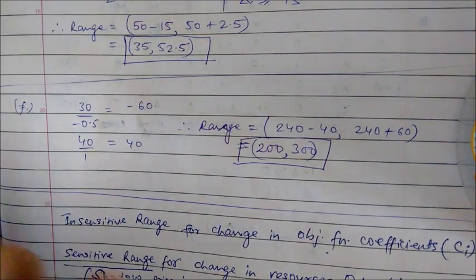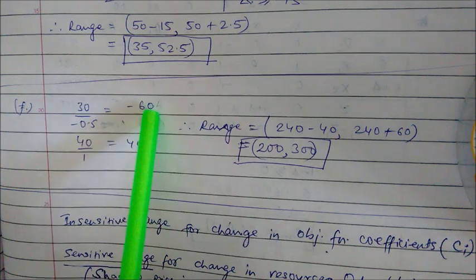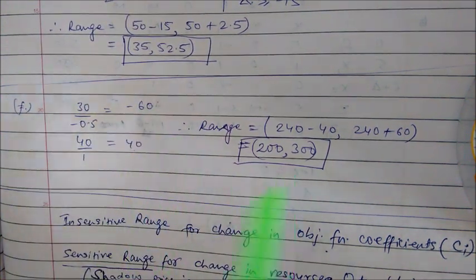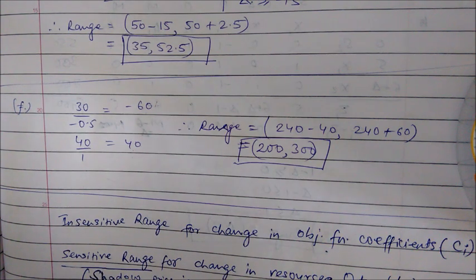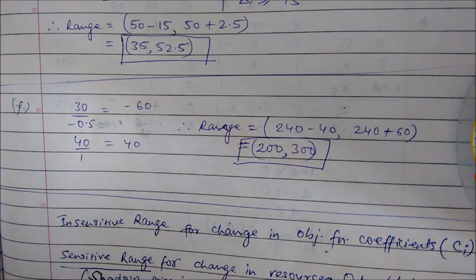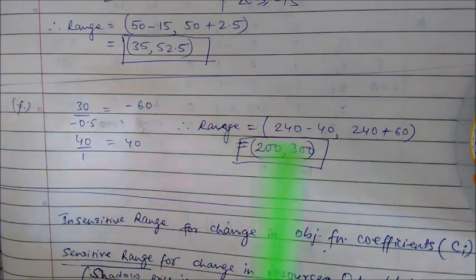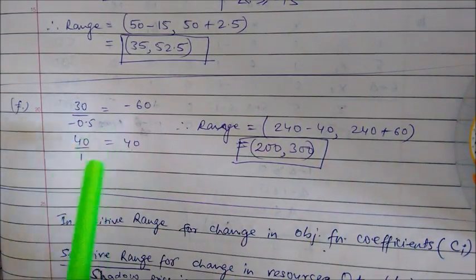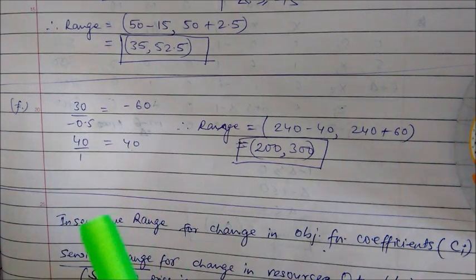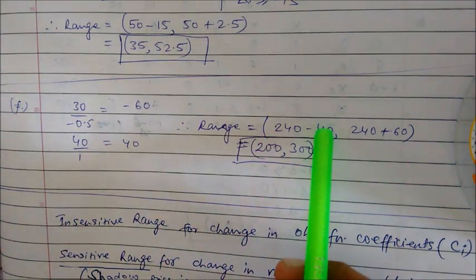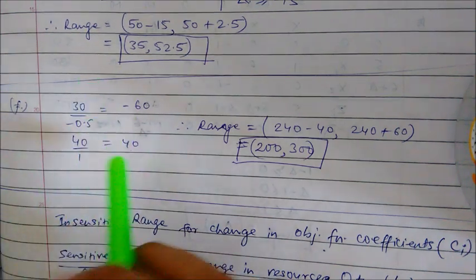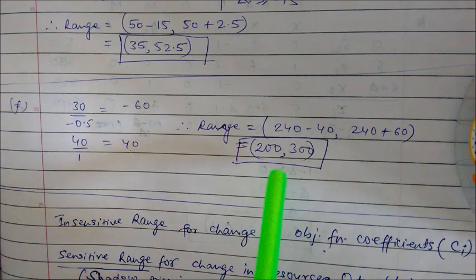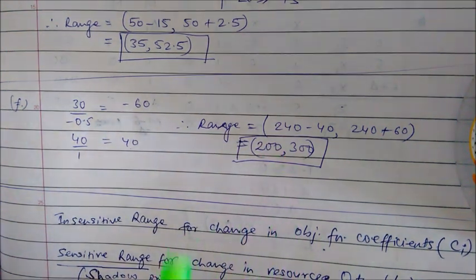So for the range, we'll add 60. We'll add the lowest negative, again I'm repeating, the lowest negative to the initial resource hours. Initially we had 240 hours in the carpentry department, so we'll add 60 to that. So the upper bound will be 240 plus 60, and similarly we'll subtract 40 from the initial number of hours, that is 240 minus 40 for the lower range. Again, we'll subtract the least positive value and add the least negative value. So our range comes out to be 200 to 300.